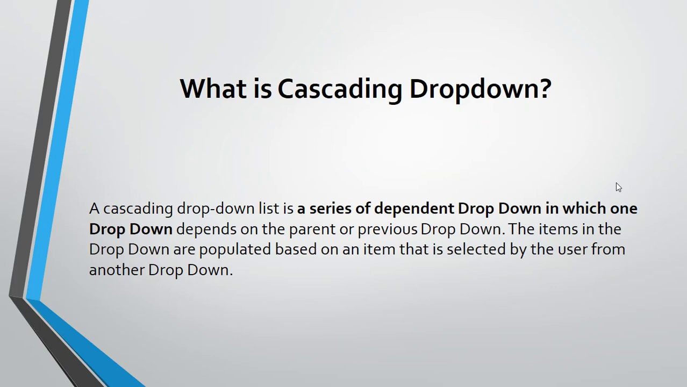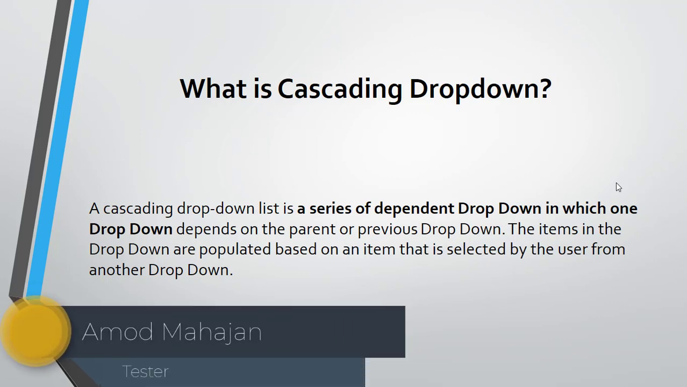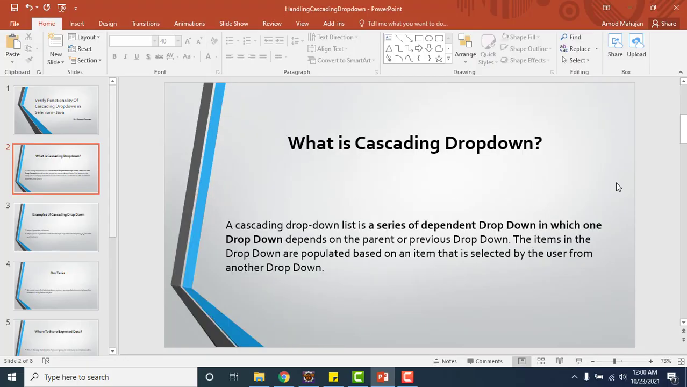Let me read it out. A cascading drop down list is a series of dependent drop downs in which one drop down depends on the parent or previous drop down. The items in the drop down are populated based on an item that is selected by the user from another drop down. By reading this definition, you must have realized that you have seen this type of drop down. Let me show you an example.